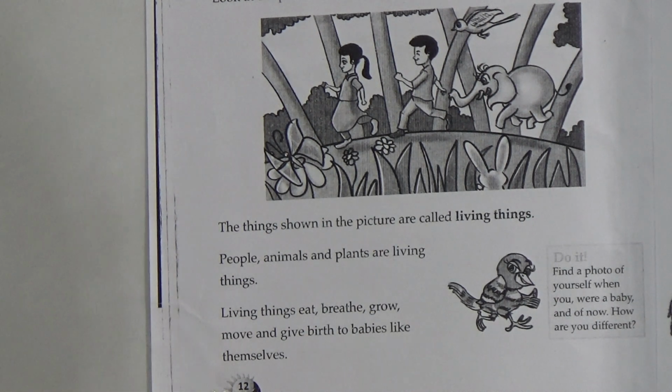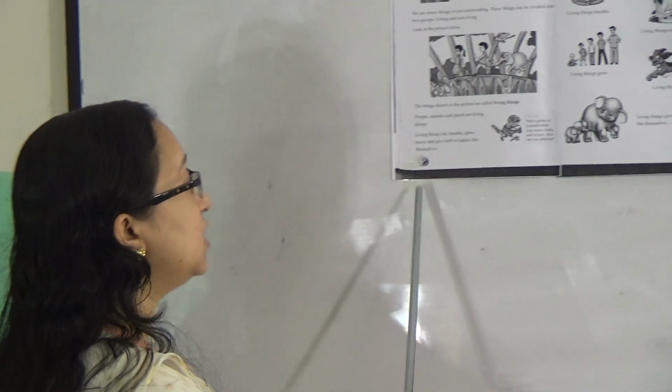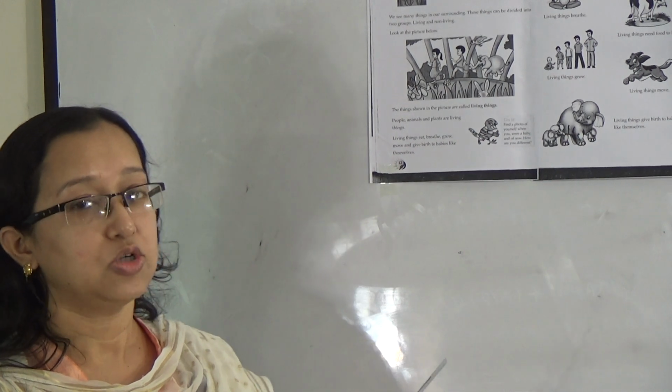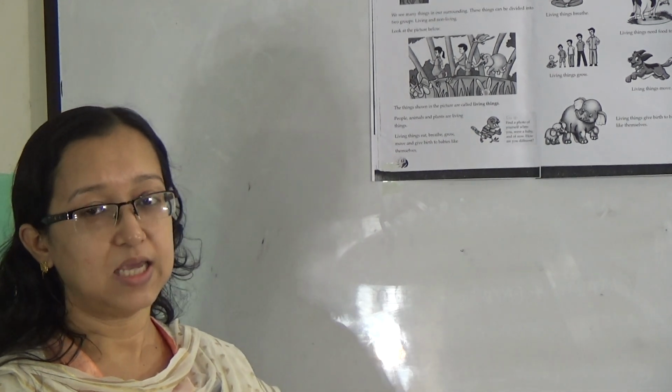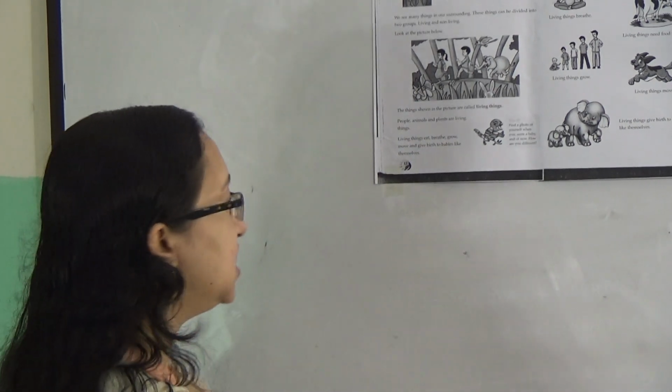So who are living things? The living things are the things which eat, grow, give birth to a child and breathe, and they can move from one place to another. But only in the case of plants, they cannot move from one place to another by themselves. But they are living things.